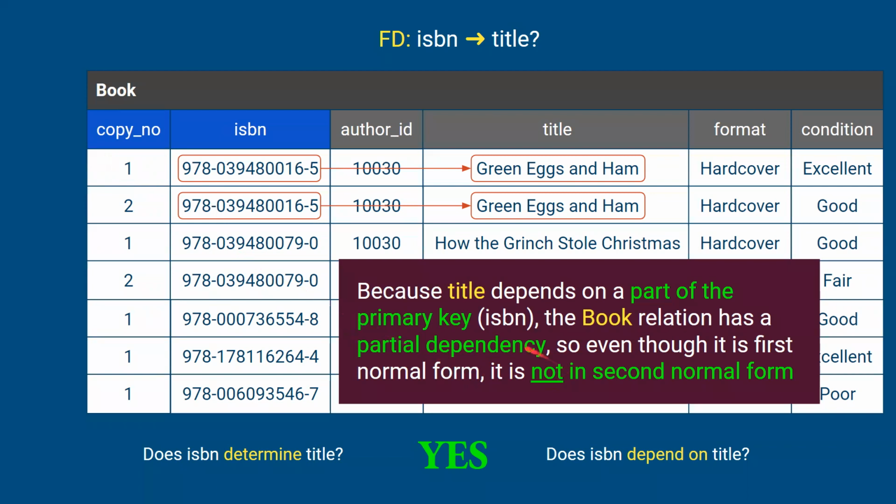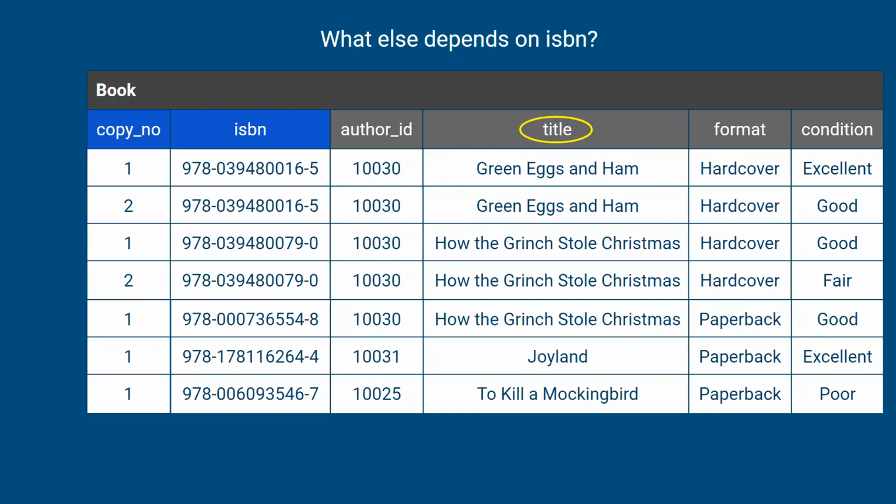Okay. So the point here is that this is what a partial dependency looks like, where we've got a determinant that's a part of the primary key. We've got an attribute over here that's a non-key attribute. And yes, there's a functional dependency there. Okay, so this one's not in second normal form.